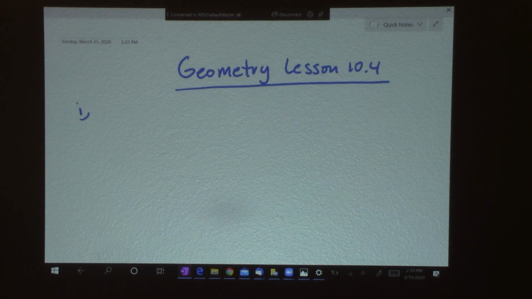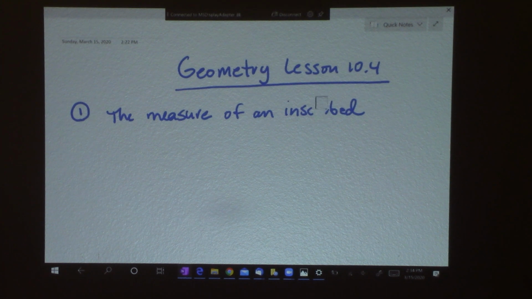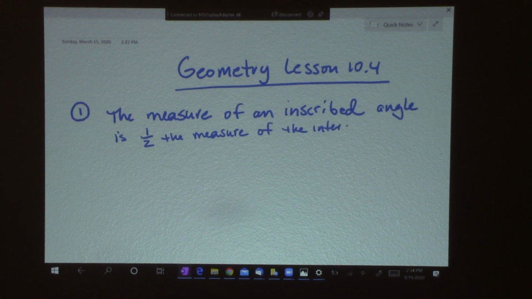So the first thing on your paper, it says the measure of an inscribed angle theorem. So what you're going to write down is the theorem, which says this. The measure, sorry about my handwriting, as we know it's hard on this surface to make it look pretty, but as long as you can read it, we're all good. The measure of an inscribed angle is half the measure of the intercepted arc.